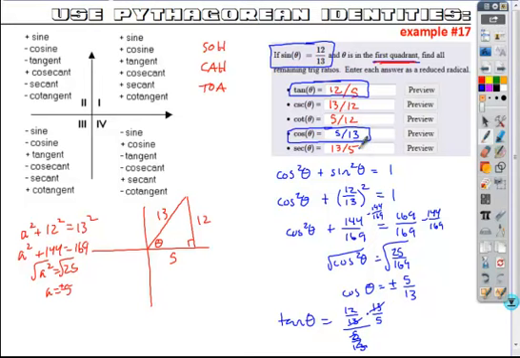Okay, so you can do it either way. If you're doing the trig identities, you find the sine or cosine value first, and then use tangent, then find all the reciprocals.